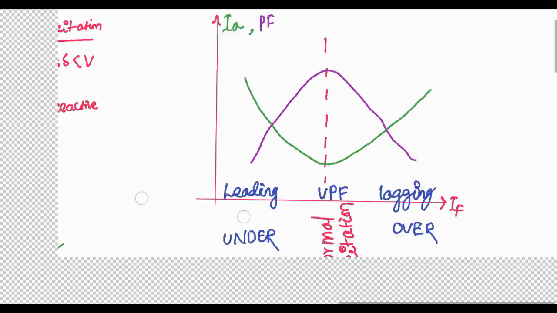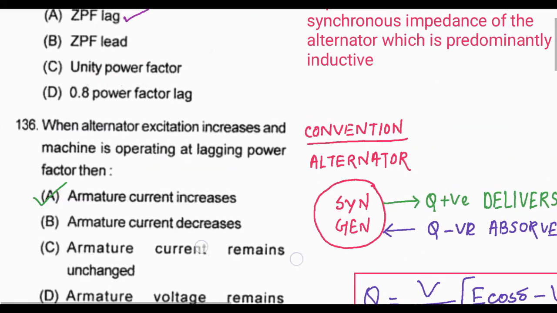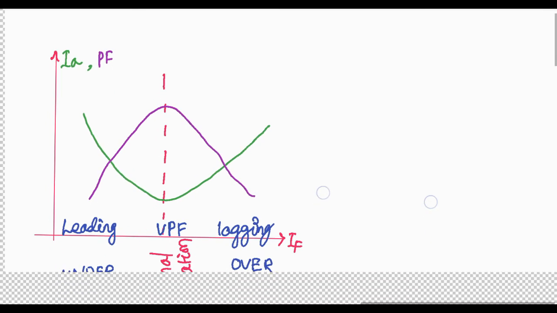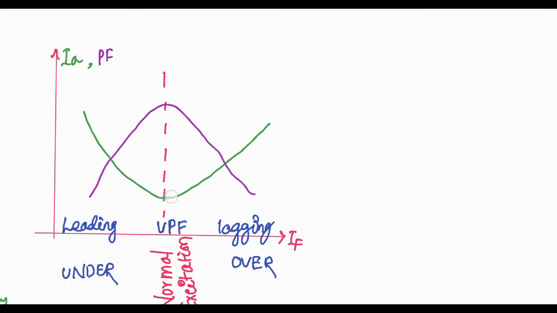And in this question it is given that alternator excitation increases and the machine is operating at lagging power factor. That means this one is lagging power factor, and as excitation increases this current increases. From this it is clear that IA increases, armature current increases.